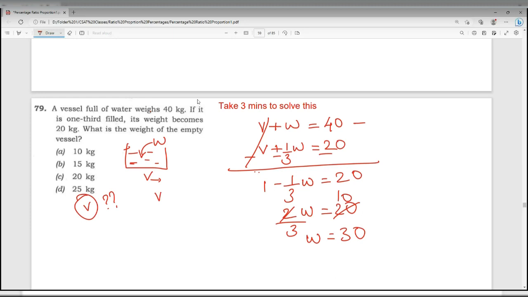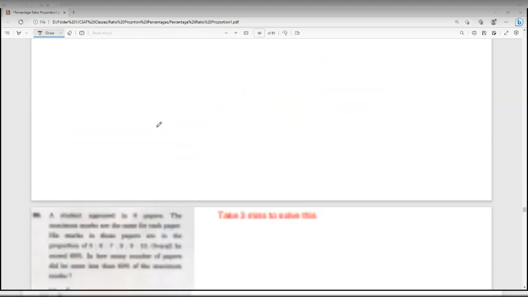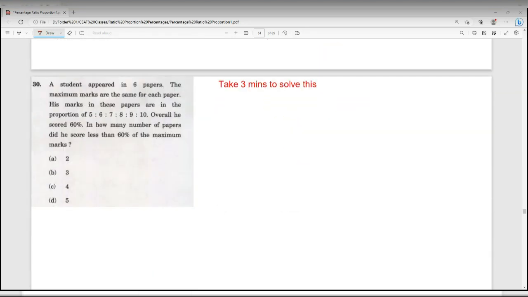So we know that V plus W is equal to 40 and W is 30. V plus 30 is 40, so V is equal to 10. So the correct answer is option A. I hope you have understood this. If you still have any doubts in this question, you can ask. Okay. I hope everything is clear. We'll move to the next question. Take 3 minutes to solve this.